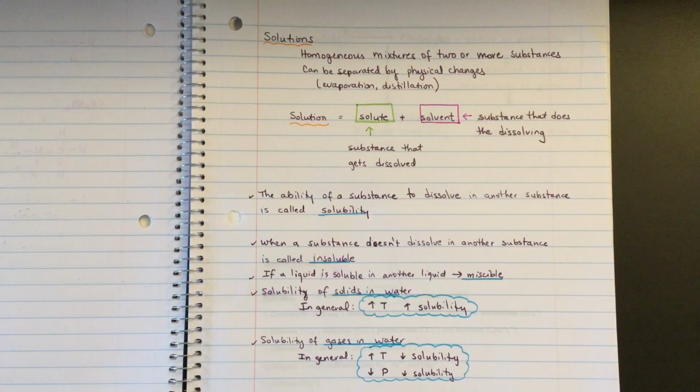Now, when a substance can be dissolved in another substance, you say that that substance is soluble. If a substance is not soluble or it cannot be dissolved in another substance, then it's insoluble. To refer to the solubility of liquids, we use the word miscible. So if you have a liquid and that liquid is soluble in another liquid, then your two liquids are miscible.